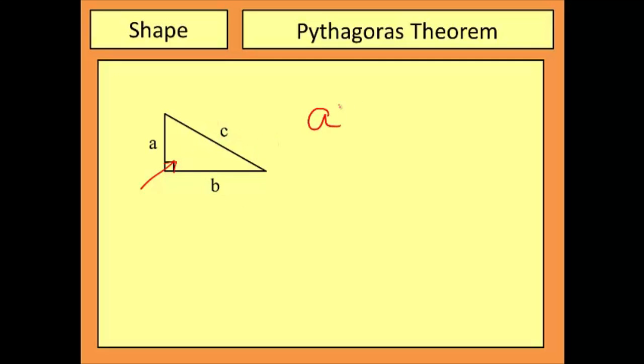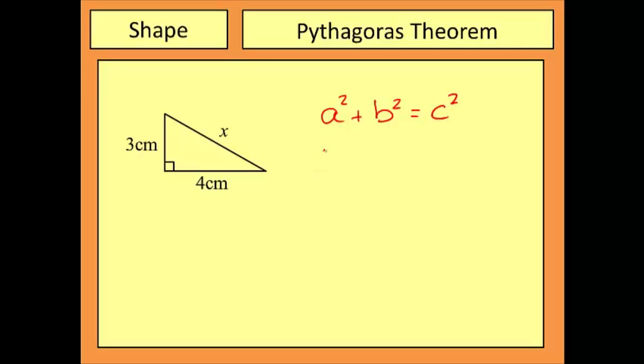Pythagoras theorem states that a squared plus b squared equals c squared. The short side squared plus the other short side squared equals the longest side squared. Let's look at some examples. So in this example, my two short sides are 3 and 4, and I'm trying to find the longest side. So Pythagoras says the short side squared plus the other short side squared equals the longest side squared.